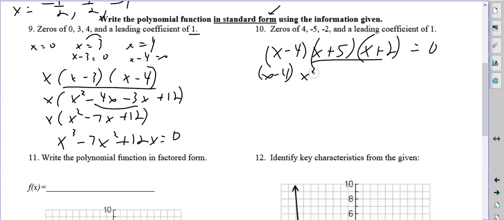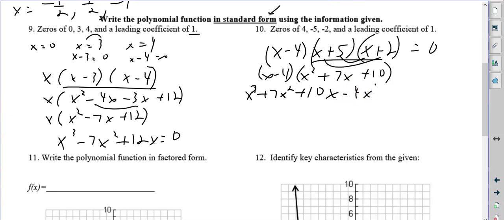And I'm going to get x squared. I'm going to combine it here to save space. 5x and 2x, 7x. Whoops, too early. And last but not least, plus 10. Okay. Now I'm going to send the x in. So that's going to give me x cubed plus 7x squared plus 10x. Now I'm going to send the negative 4 in. Negative 4x squared, negative 28x, and negative 40.